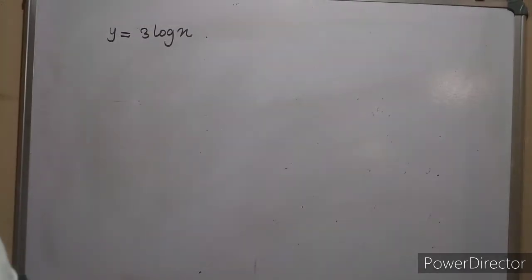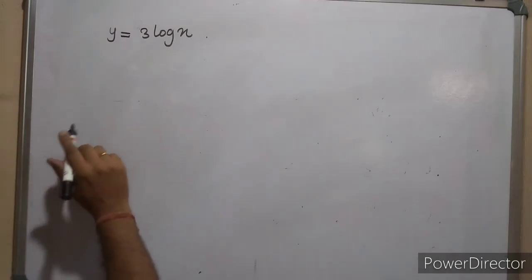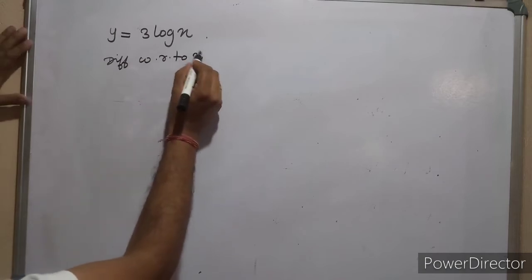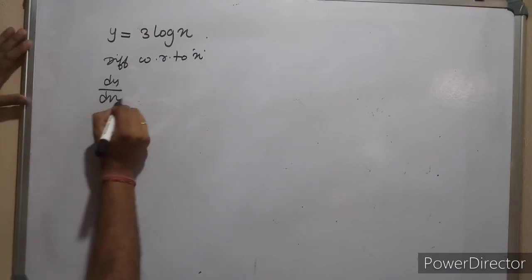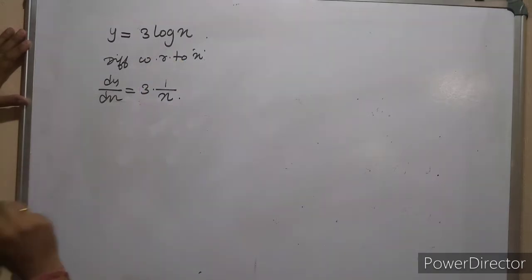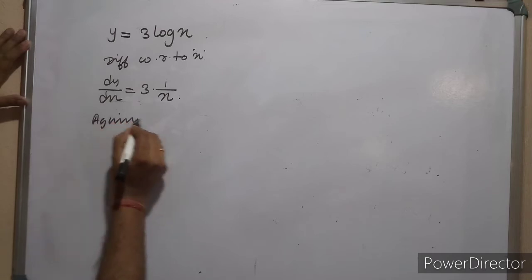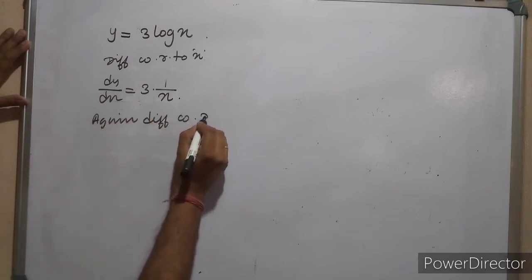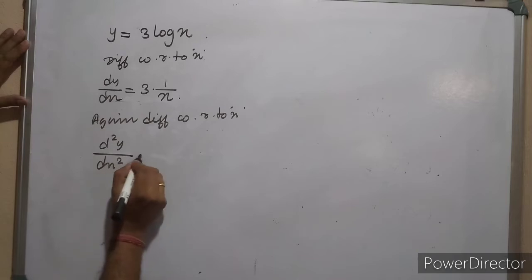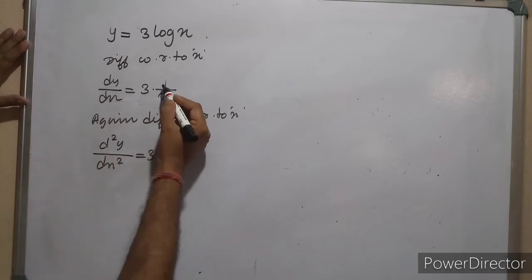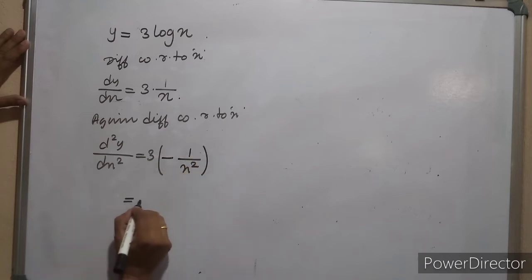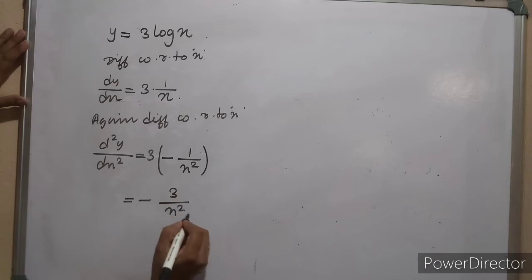Next question is, y is equal to 3 log x, find d2y by dx square. Now differentiating with respect to x, dy by dx equals 3, and the derivative of log x is 1 by x, so 3 into 1 by x. Again differentiating with respect to x, d2y by dx square is equal to 3 into the derivative of 1 by x, which is minus 1 upon x square. Now the answer will be minus 3 by x square.